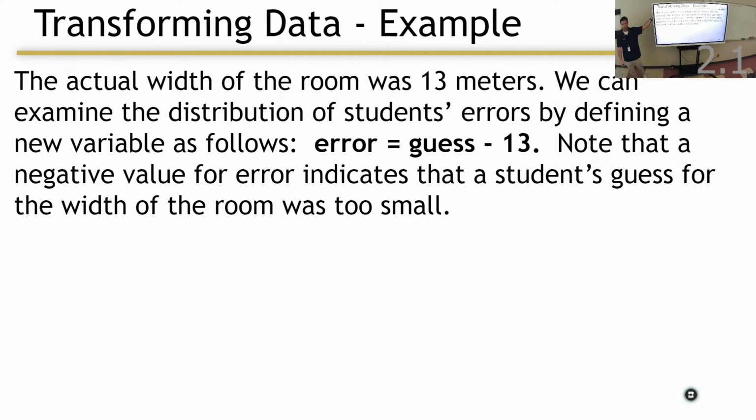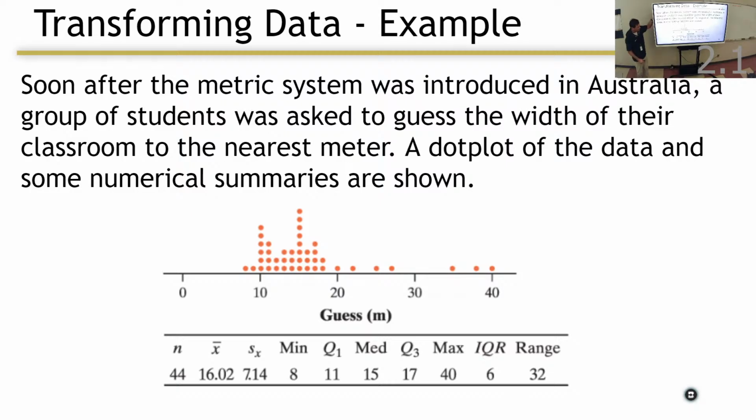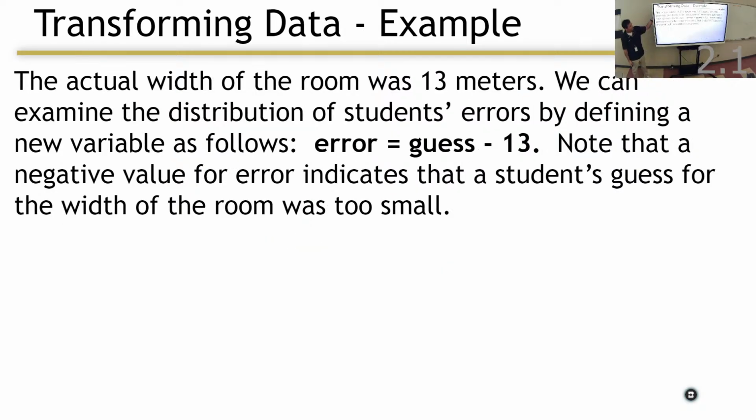The actual width of the room is 13 meters. So these guys underpredicted it. These guys overpredicted it. Those guys way overpredicted it. Okay with all that? So here's what they tell you to do. We can examine the distribution of students' error. Like how far off were you? Rather than what your guess was, how far off were you? The new variable shows you.